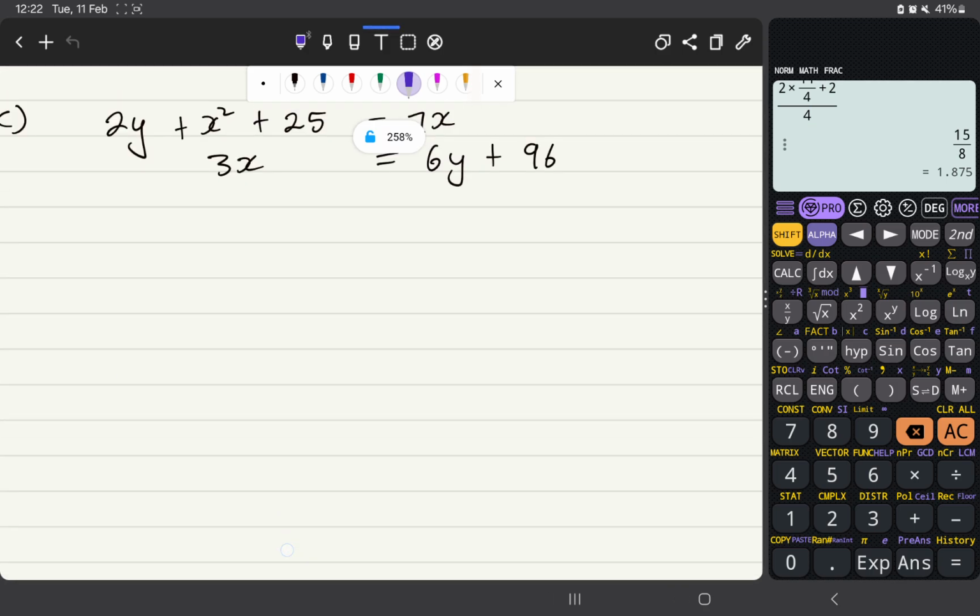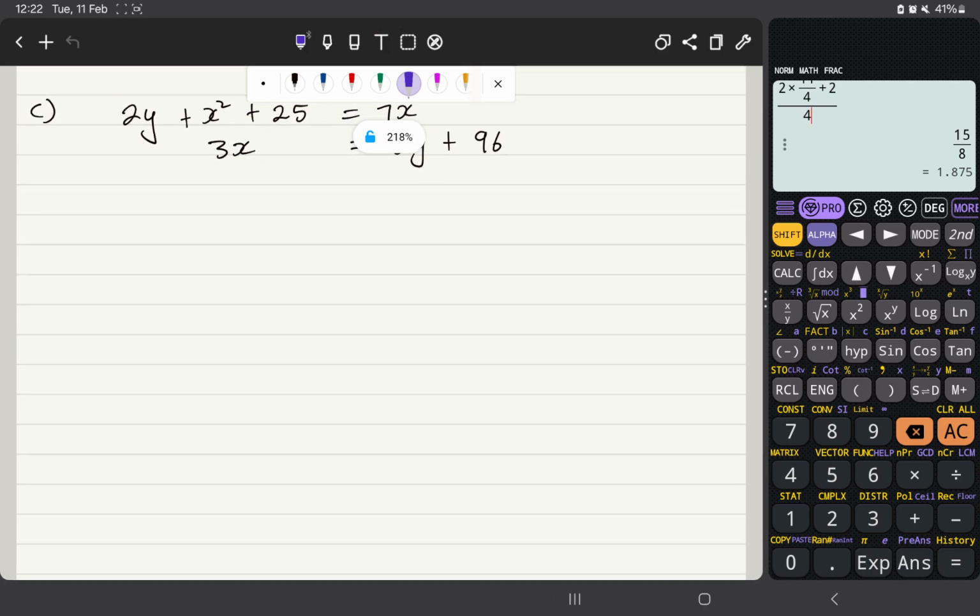Let's do the last problem, simultaneous equations. This right here is equation 1. This is equation 2.